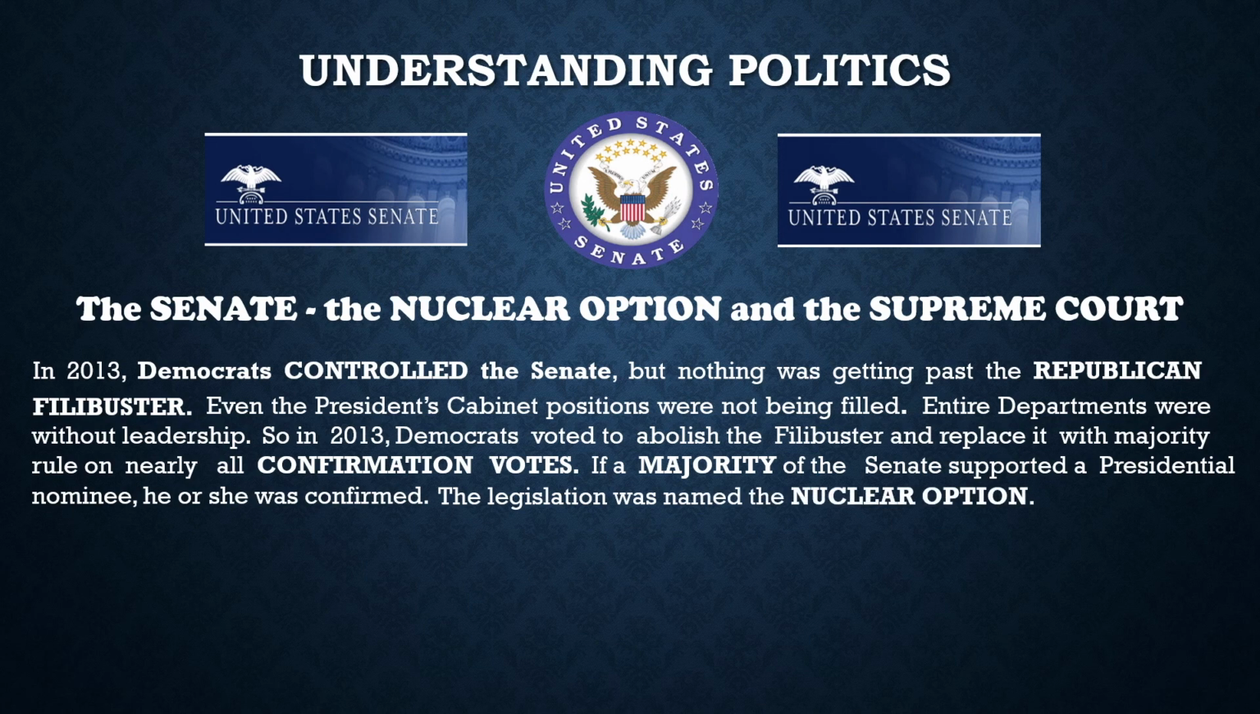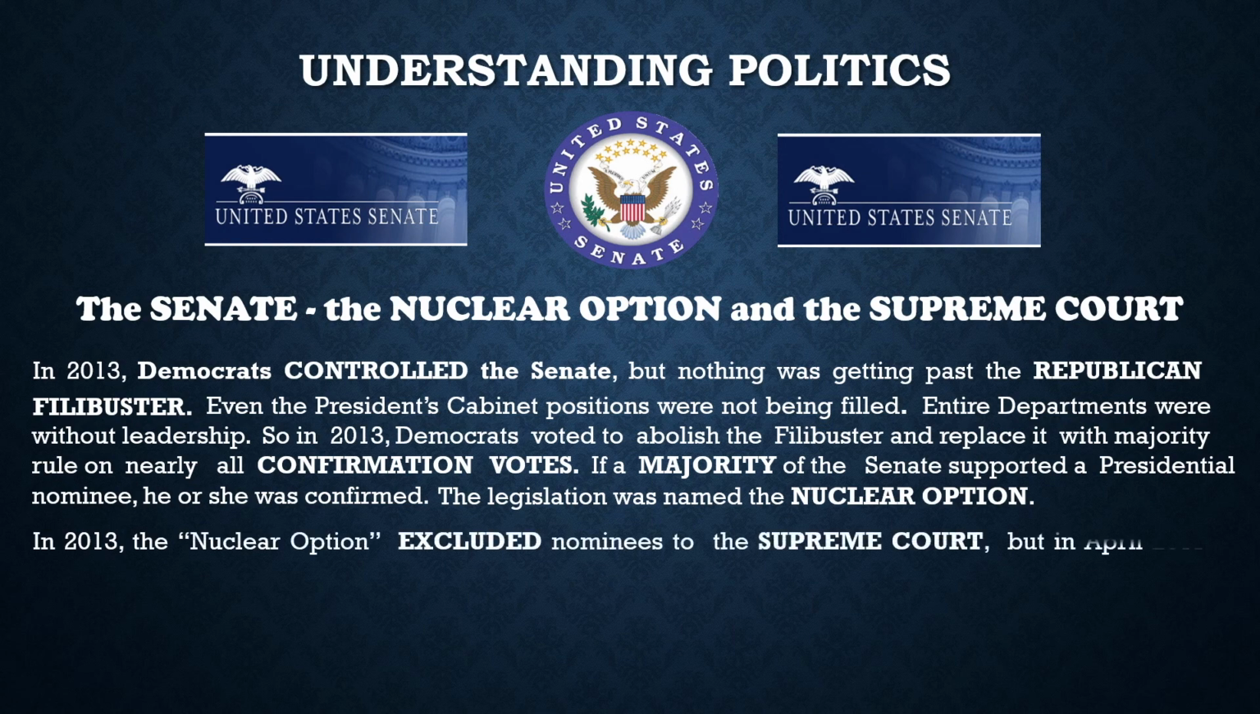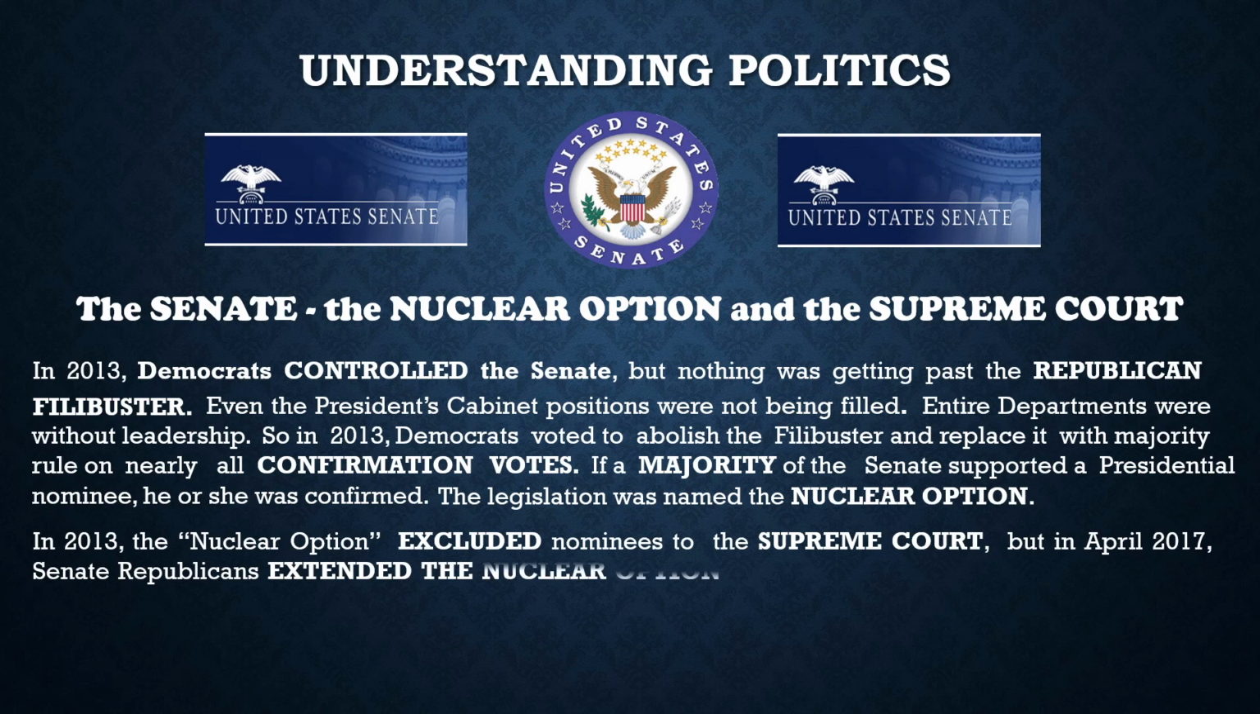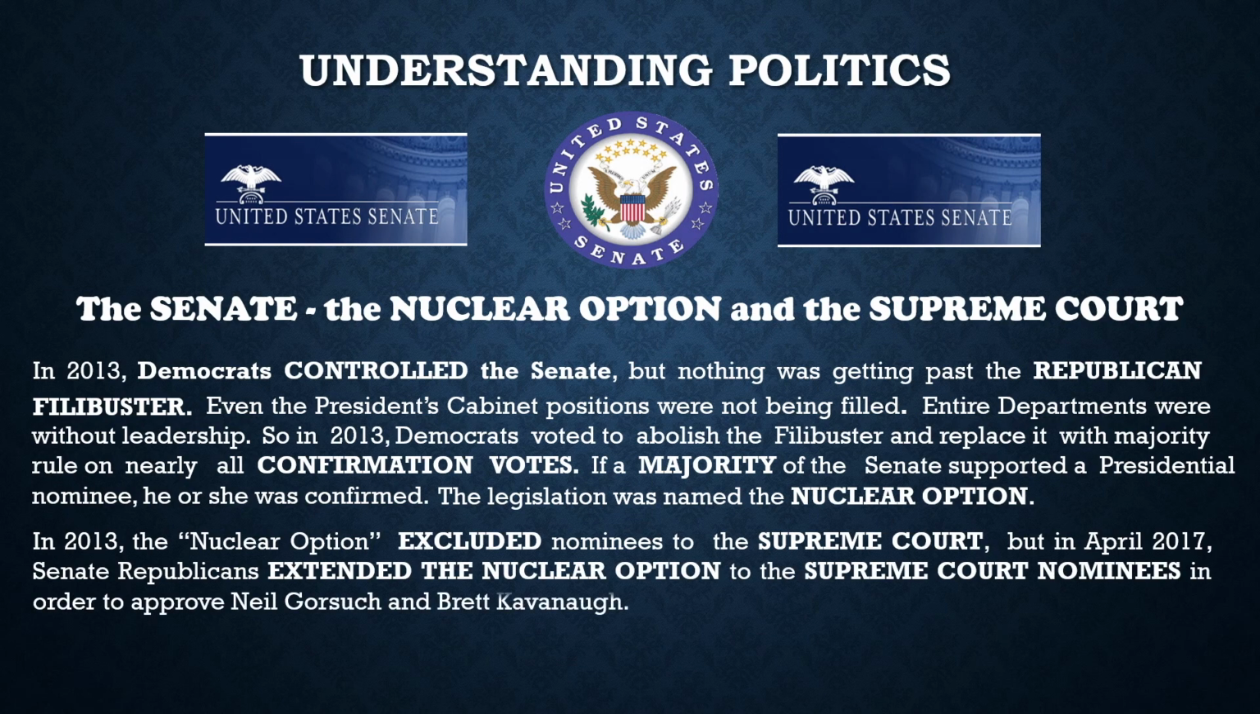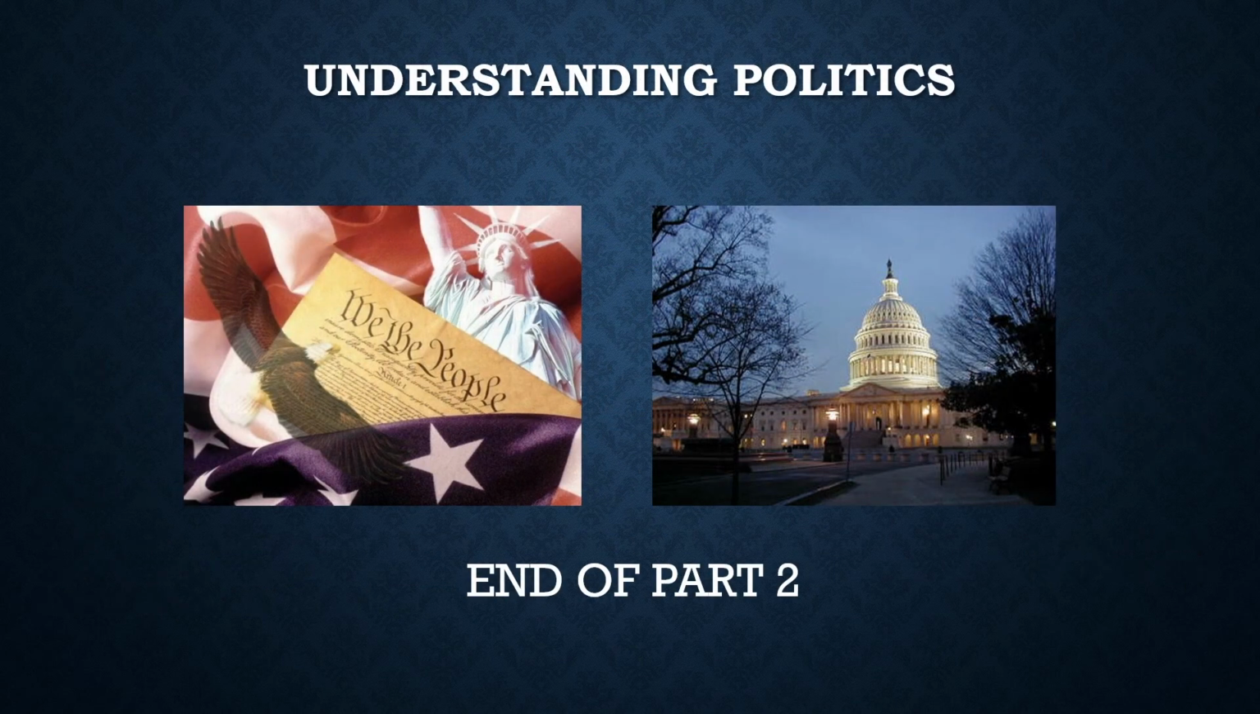The legislation was named the nuclear option. In 2013, the nuclear option excluded nominees of the Supreme Court, but in April 2017, Senate Republicans extended the nuclear option to the Supreme Court nominees in order to approve Neil Gorsuch and Brett Kavanaugh. End of Part 2.